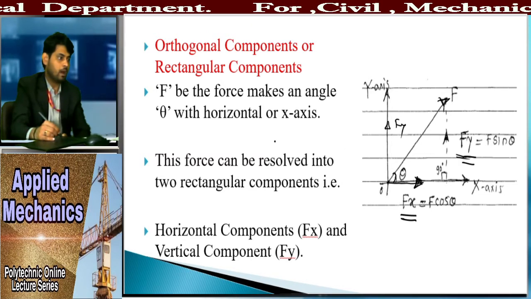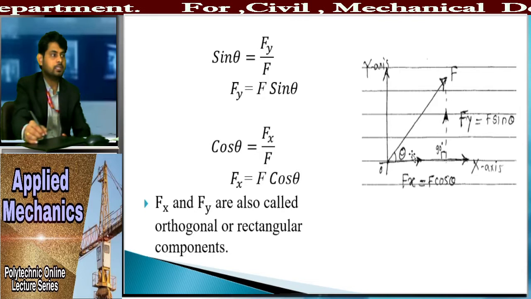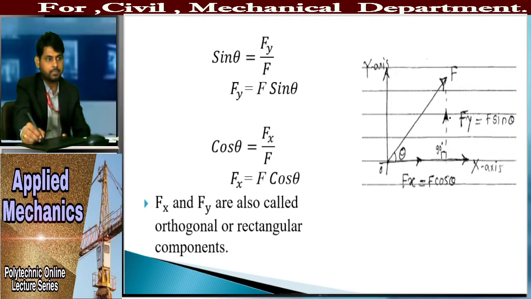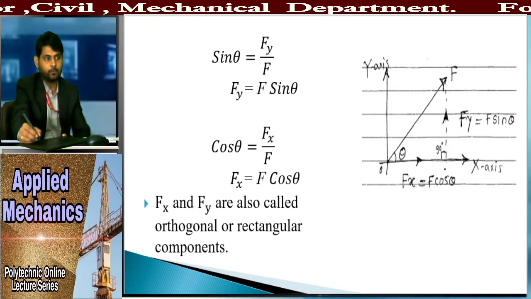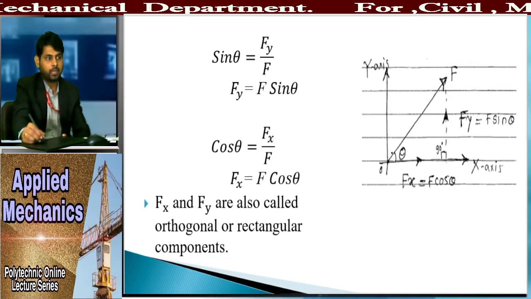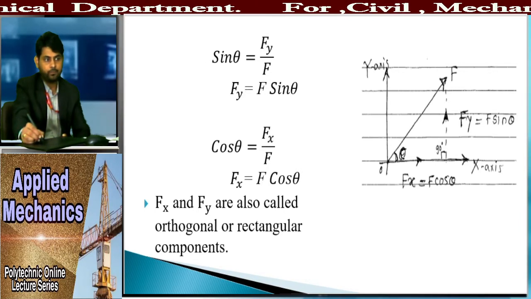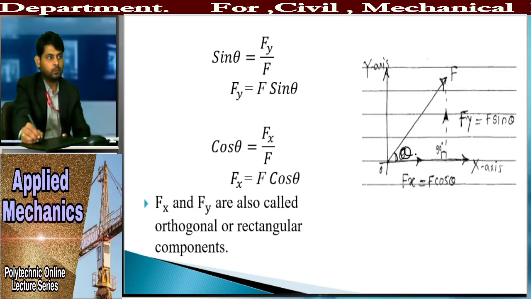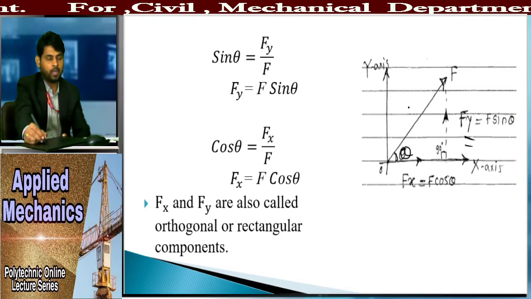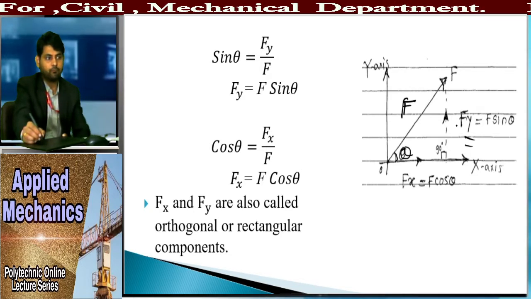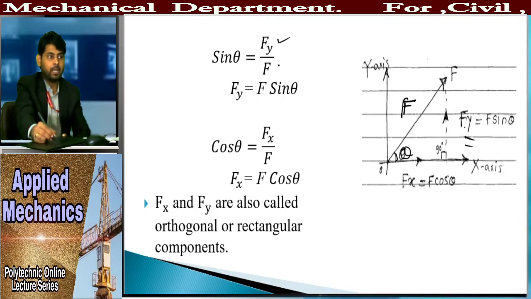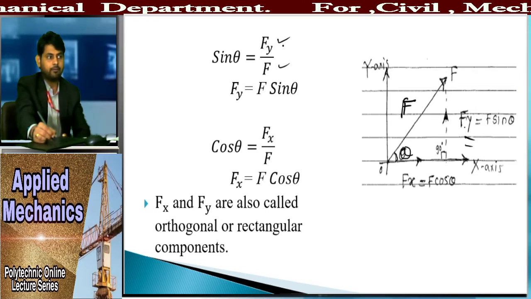After that, you can see in this figure, this is the vertical component, that is Fy, and this is the horizontal component. Here we have generated a triangle, that is a right angle triangle, and with F we have an angle theta. Now sin theta is equal to opposite side upon hypotenuse. Here our force is F, this is Fy and this is Fx. So sin theta is nothing but Fy divided by F, that is the opposite side divided by the hypotenuse.